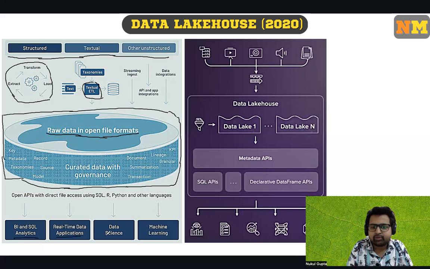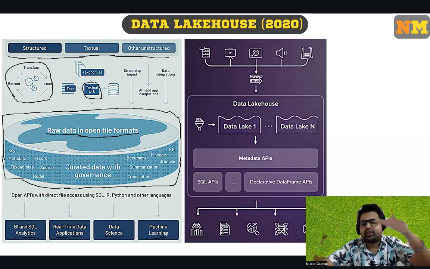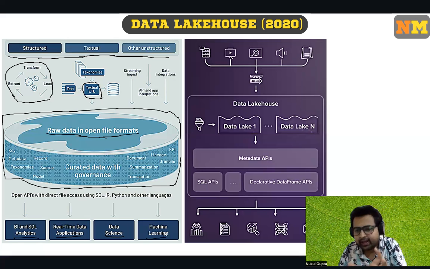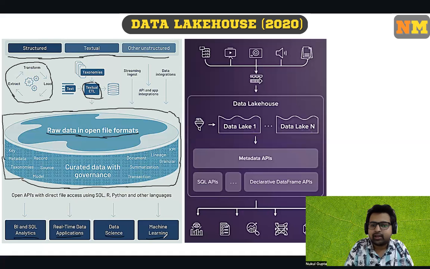So until now the picture is the same, meaning what we did in the data lake we are also doing here. From the data sources we are ingesting the data into the data lake, and from the data lake we are basically pipelining it into different sources where we are doing the analytics. Here also we are doing the same thing, but the difference is that here we have one more layer of functionality which is enhancing the data. So here you can say curated data with governance.